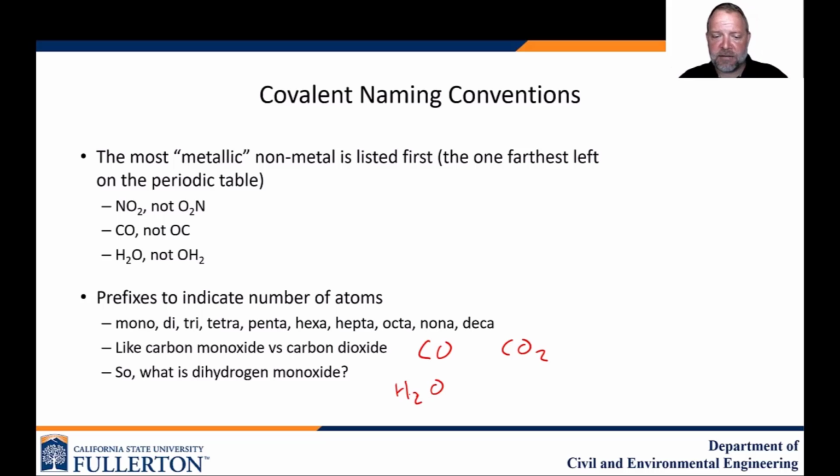Dihydrogen, 2 hydrogens, 1 oxygen, monoxide. And then also that ide, so ide gets added to the end of the second molecule. So carbon dioxide, it's not carbon dioxygen, it's carbon dioxide.